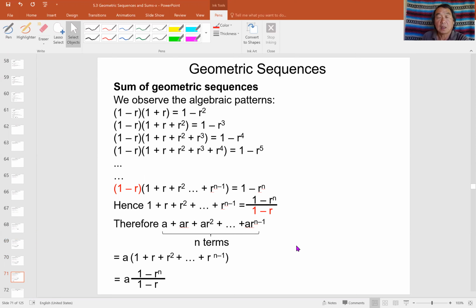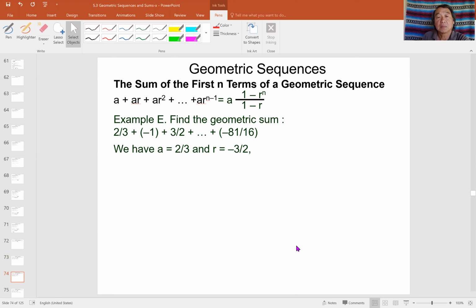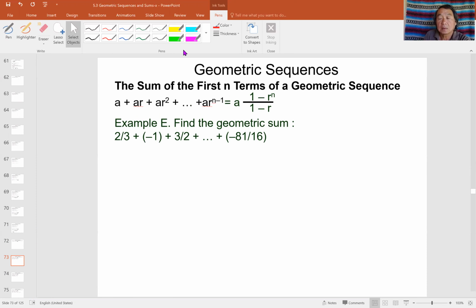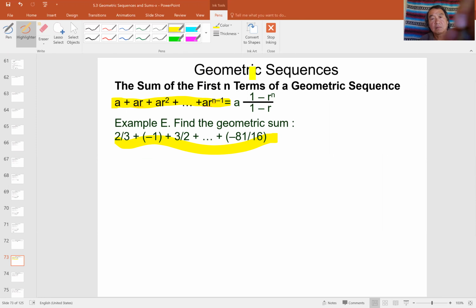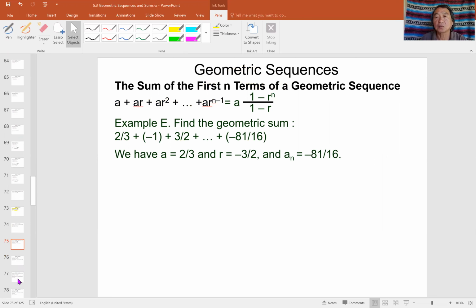Here are examples of how to sum. This is a geometric sequence, and basically you want to view it like this. Then match what the first number is, what the R is, and then you dump it into the formula right there and get the answer. And that's what the algebra down below is all about, how to accomplish that.